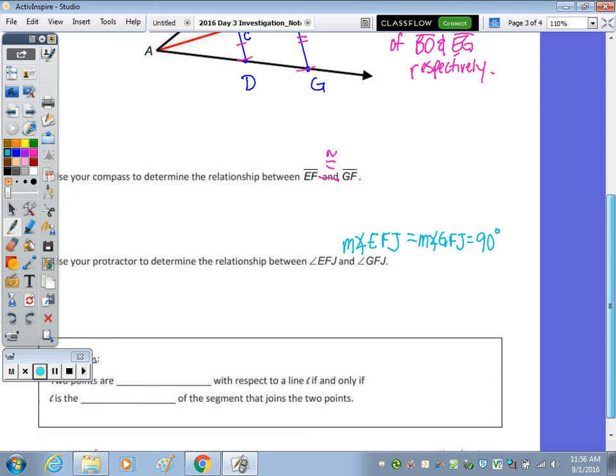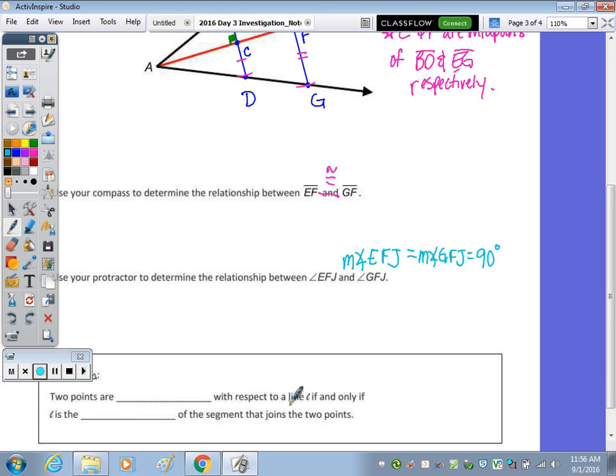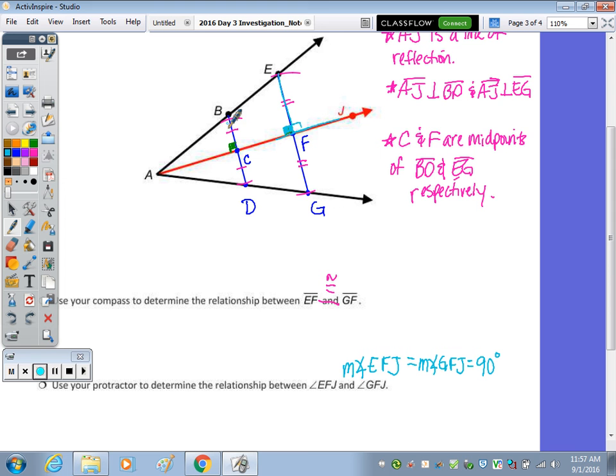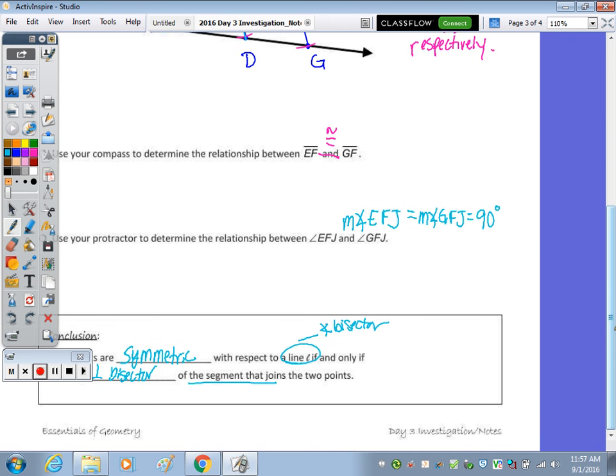So our conclusion in the box is two points are symmetric with respect to line L if and only if, so our line of reflection can also be seen as a line of symmetry. This only happens if the line L, or our angle bisector, is also the perpendicular bisector of the segment. I can call it the perpendicular bisector because AJ intersects BD at its midpoint, since I measured and CD was congruent to BC, and I have a right angle here. That's perpendicular, and a bisector divides a segment into two congruent segments. So two points are symmetric with respect to line L if and only if it is the perpendicular bisector of the segment that joins the two points.